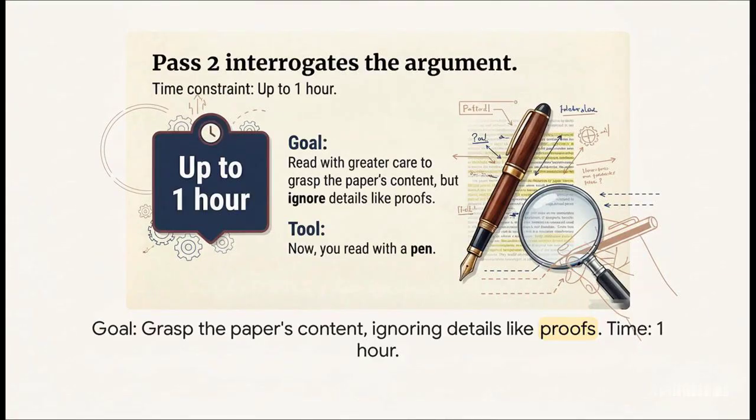Now, your goal is to grasp the real content, the meat of the paper. But, and this is important, you're still ignoring the super fine details like the complicated mathematical proofs. You're going to give yourself up to an hour for this, and your most important tool here is a pen. We are officially done with passive reading. This is all about active engagement, marking things up, writing in the margins, really questioning the text.